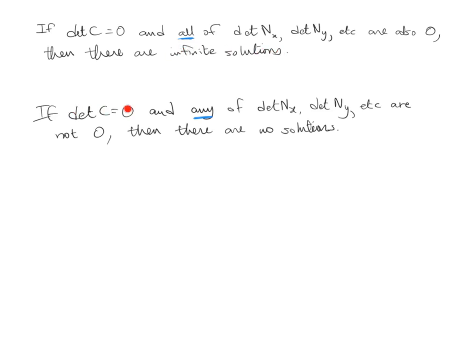If the determinant of the coefficient matrix is 0 and any of the others is not 0, so if nx is not 0 or ny, if any of those determinants are not 0, then you have a no solution situation.